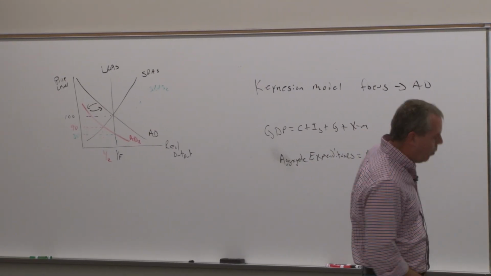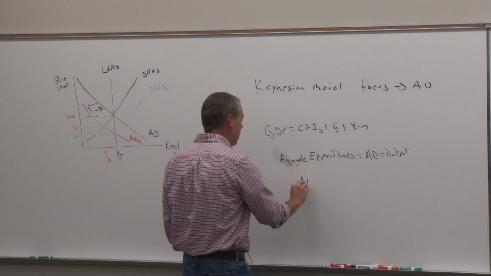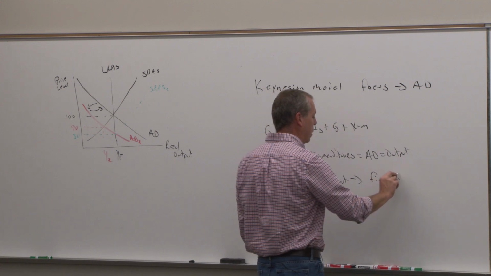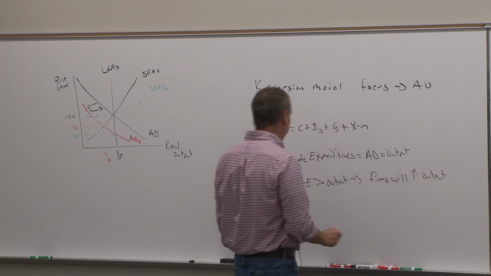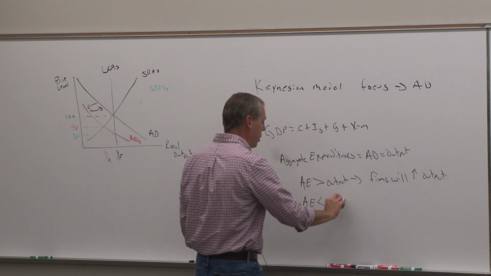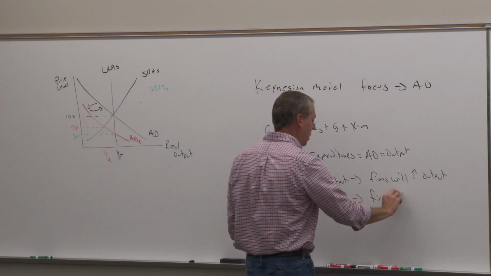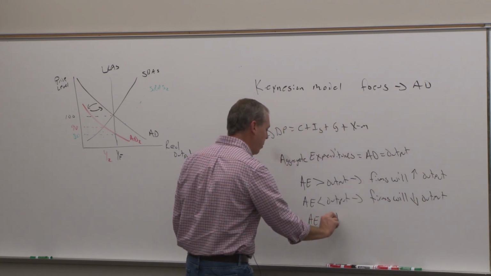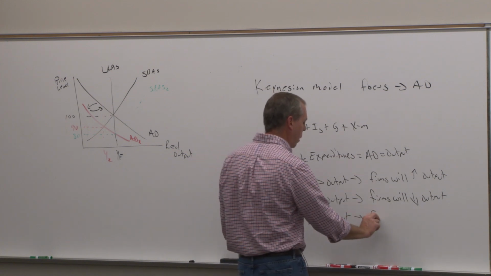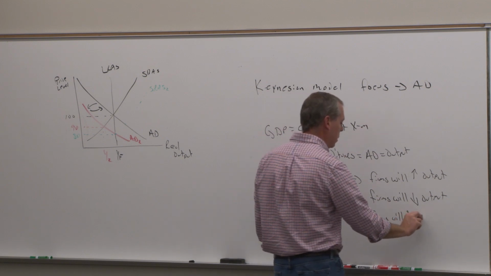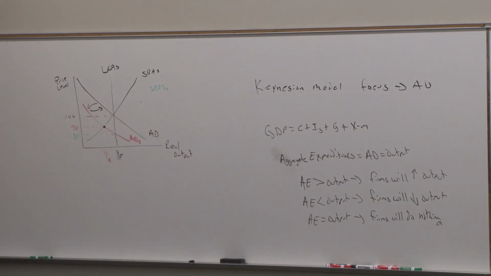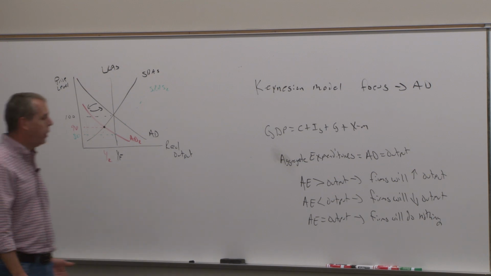right? So what he basically said is that if aggregate expenditures are greater than output, this means that firms are going to increase output. If aggregate expenditures are less than output, firms will decrease output, right? And he said that if these aggregate expenditures are equal to output, firms will do nothing. They're not going to expand. In other words, when you get to a point like this, it's possible you can say, hey, aggregate expenditures are equal to output. Inventories aren't increasing or decreasing, therefore there's no point in doing anything, right?